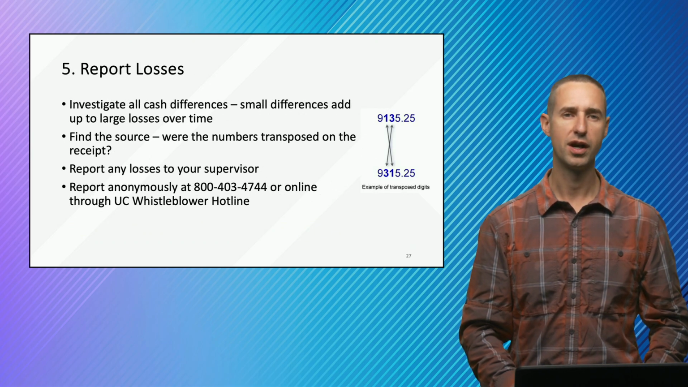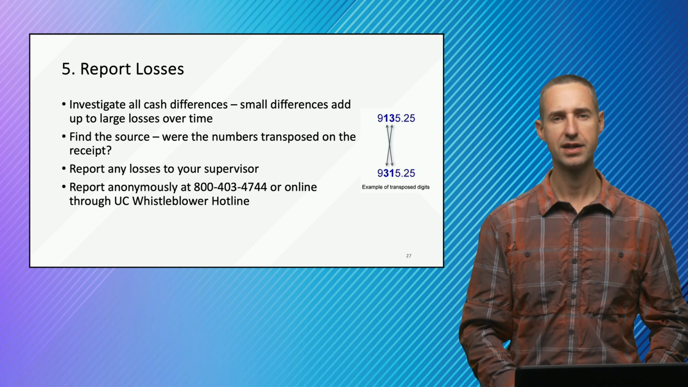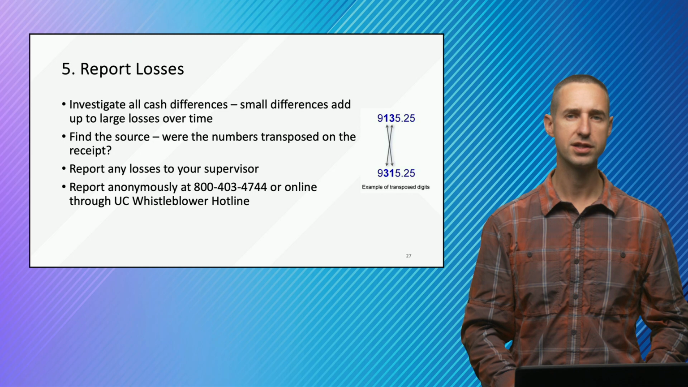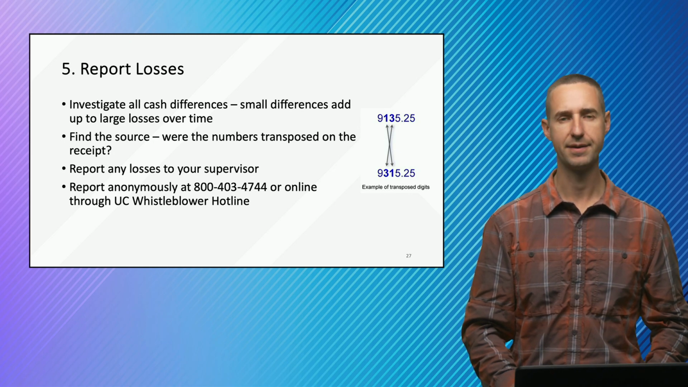Step 5, report losses. If there is a cash difference, then investigate and find the source. It could have been an issue of transposed digits. We have an example of that on the slide. Also, report losses to your supervisor or anonymously through the UC Whistleblower Hotline.